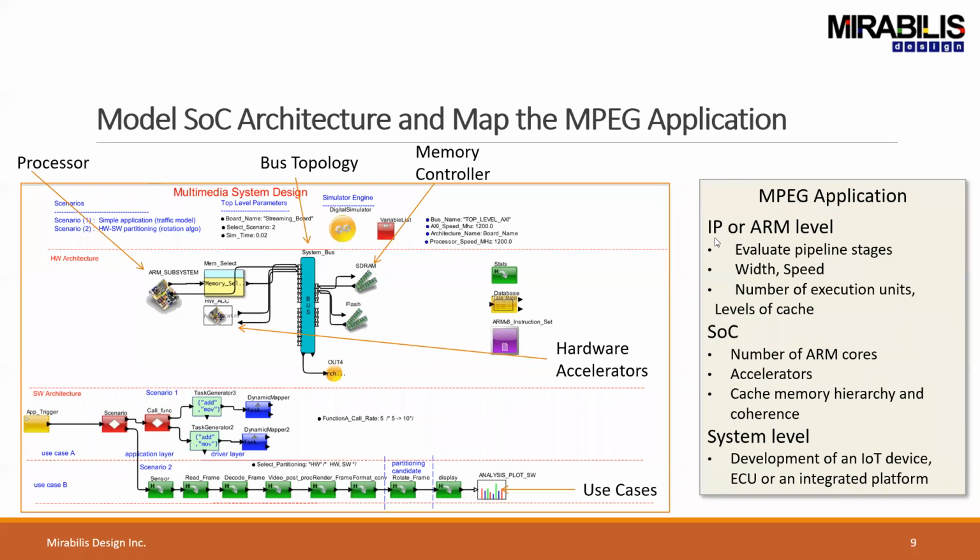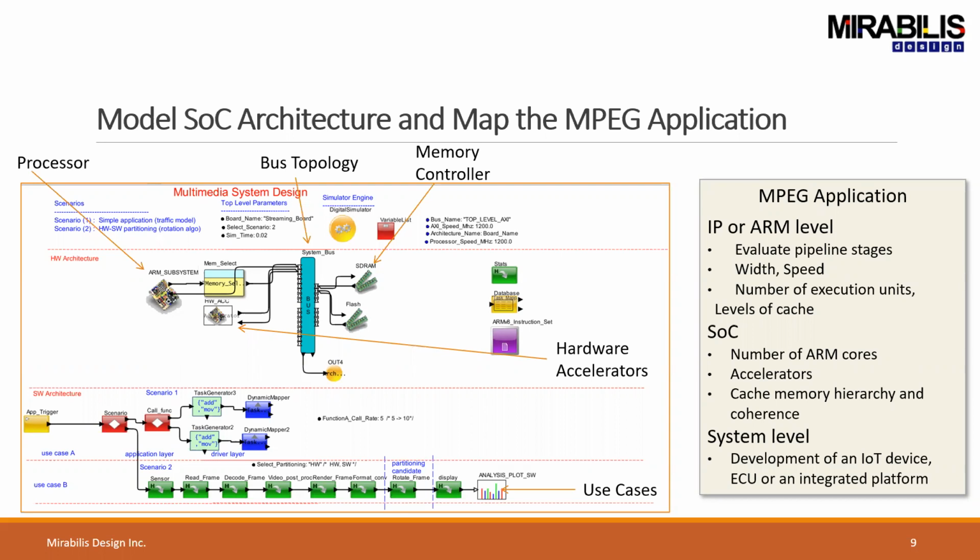From the perspective of an architect, there are different levels of analysis that can be done. First is at the IP or ARM level. We evaluate the pipeline stages, what is the right ARM core to be used, what is the right data path width, cache width and memory width, and what is the right clock speed. Then we also evaluate the number of execution units required and the levels of cache. All of these are done at the IP level.